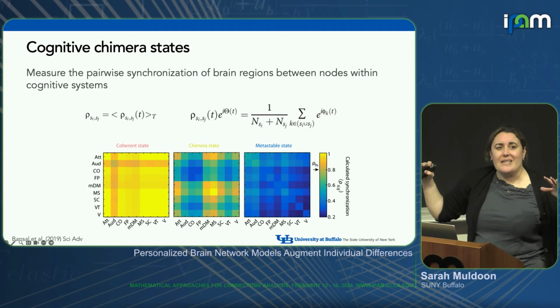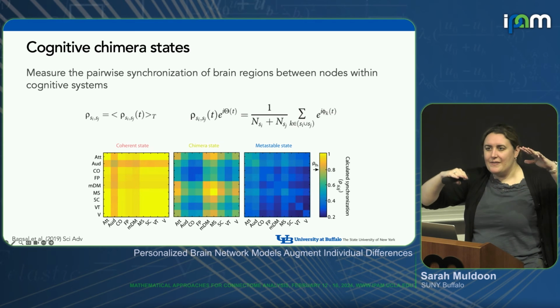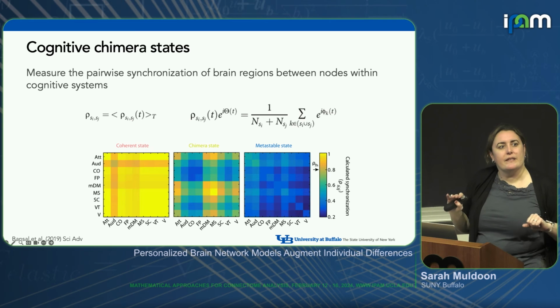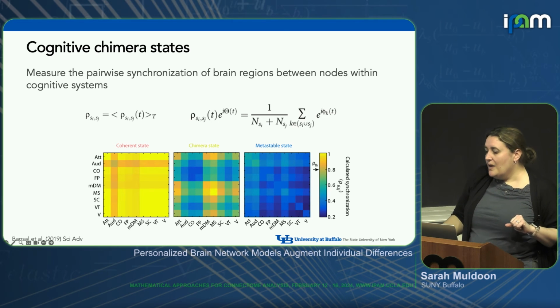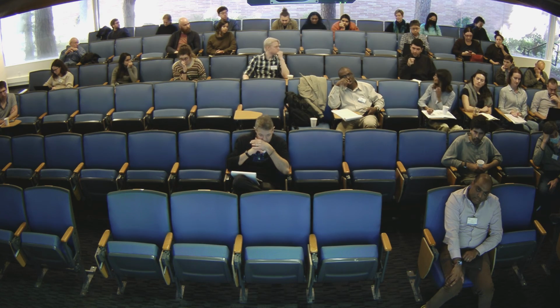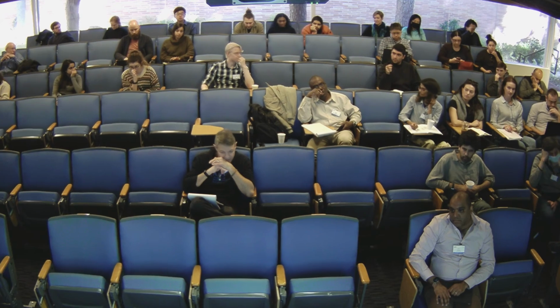And then you can also have this metastable state where maybe you transiently have some things that are synchronized, but they go in and out, and largely everything just remains unsynchronized, okay? And this is on the simulated network. This is looking at the simulated network.